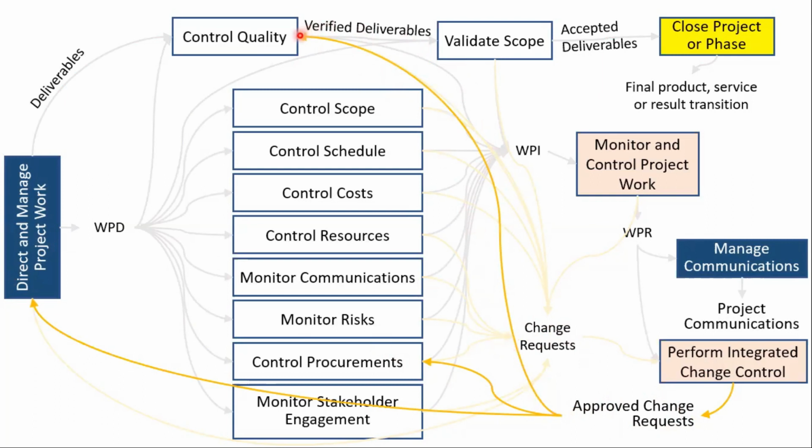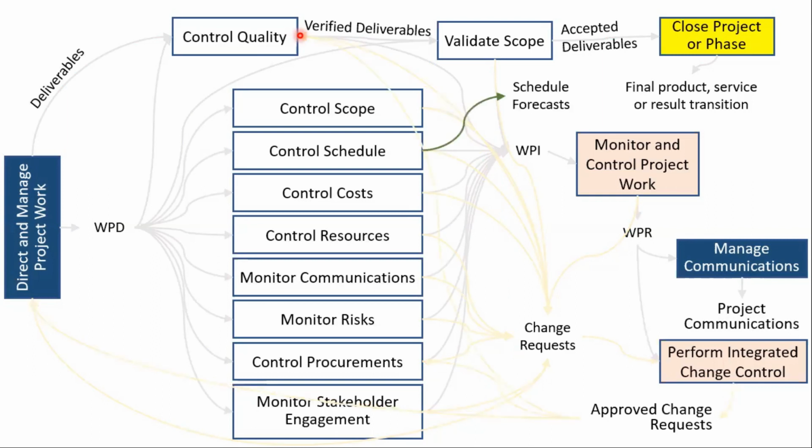So approved change requests are an input to three processes, that is direct and manage project work, control quality, and control procurements. Right, that completes the cycle of change requests. Now that is the third work done mainly in the monitoring and controlling process group.